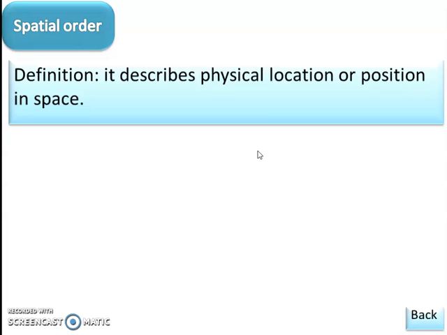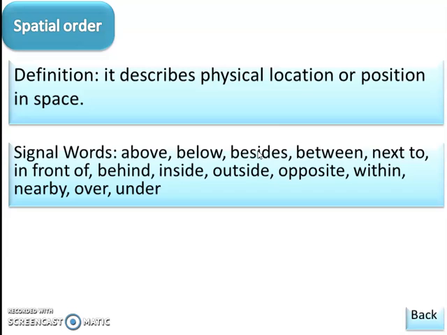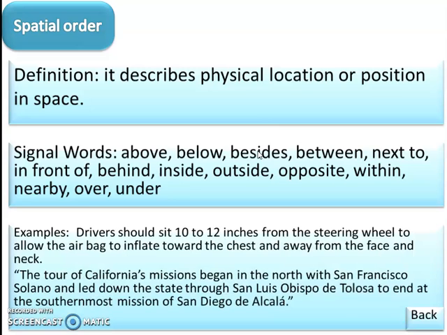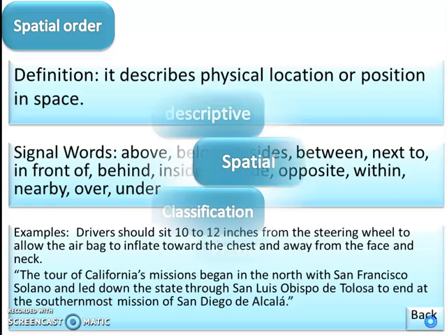Spatial order. In the spatial order, it's describing the physical location or position in space. We use words like above, below, besides, between, next to show the space, to show the position. Here, drivers should sit 10 to 12 inches from the steering wheel to allow the airbag to inflate towards the chest and away from the face and neck. Words like from, towards, away, showing spatial order, showing that we're moving according to the position.